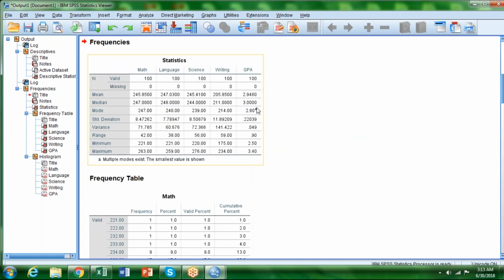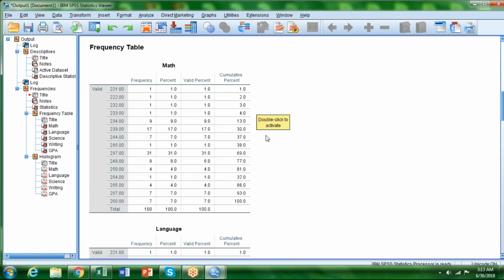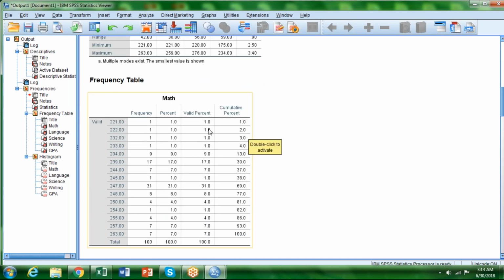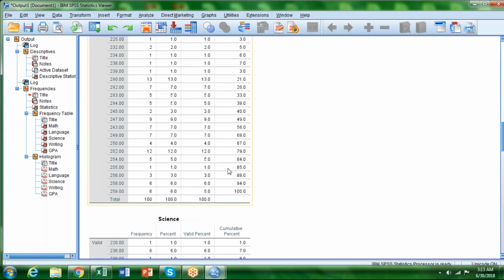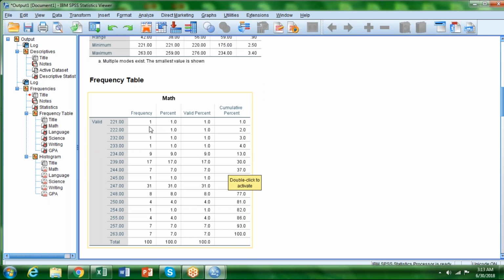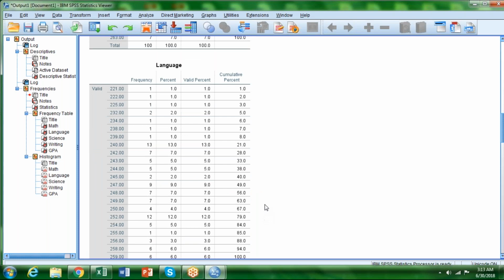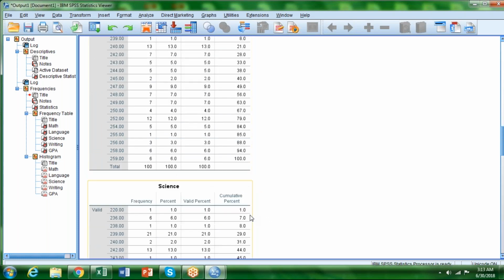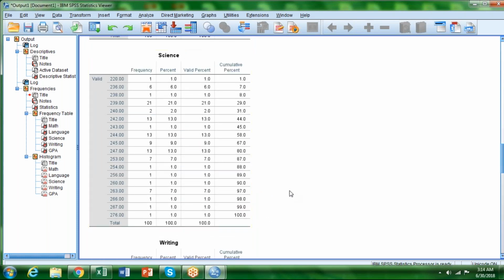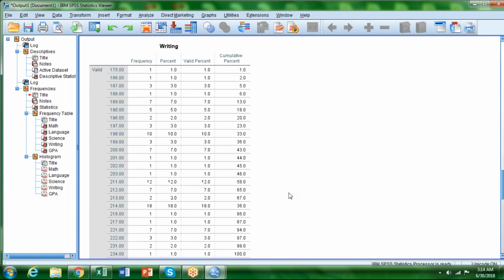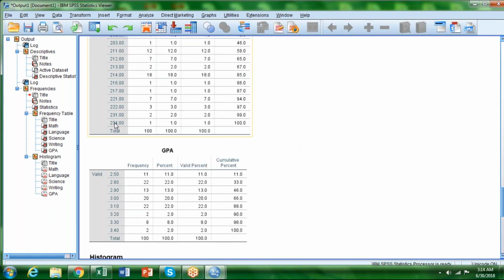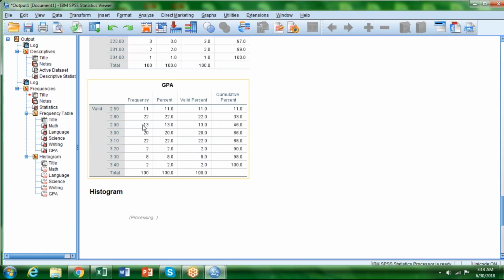Again, it will give us our descriptive variables. Here are our statistics for frequencies, and it gave us our frequencies for each of the variables in the whole data set, so you have this information if you want to look at it. Here's your minimum and maximum. In math, 221 to 263 were the scores. In language, 221 to 259. In science, 220 to 276. And in writing, that's where some of our lower scores were, 175 to 234. GPAs run between 2.5 and 3.4.